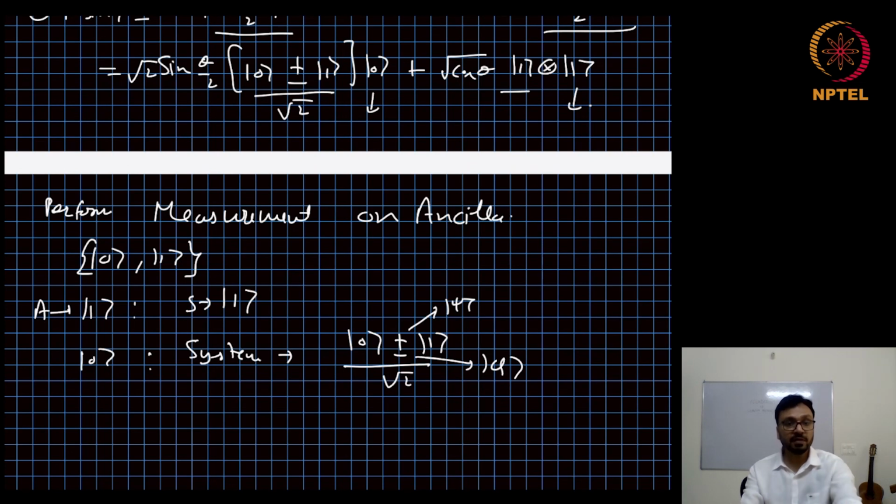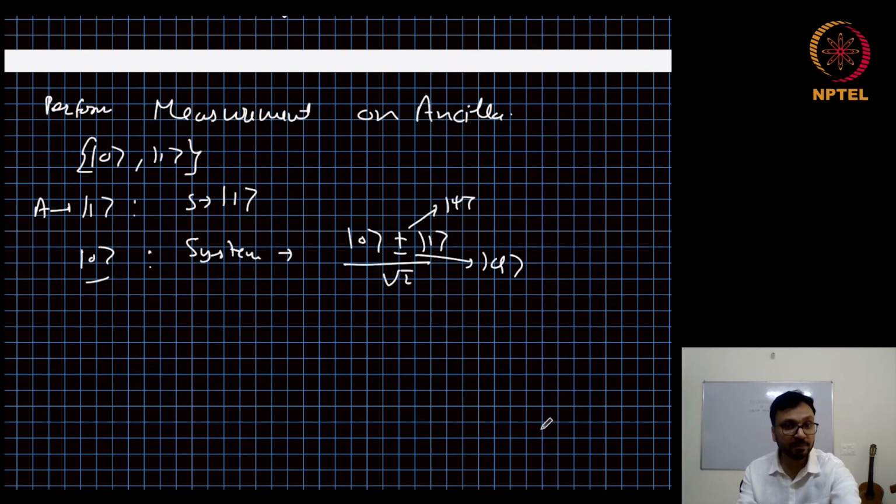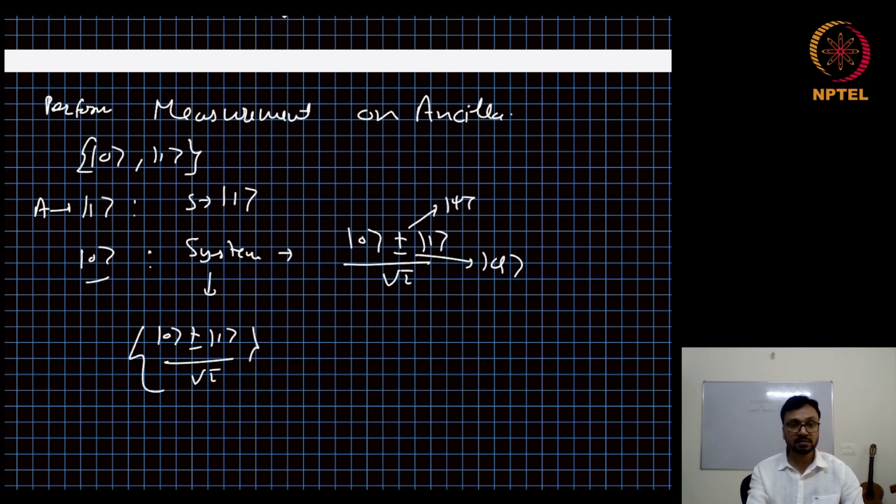Now, once we have 0 in the ancilla, we can perform the measurement on the system in the 0 plus minus 1 over root 2 basis. These are orthonormal bases. If we get 0 plus 1, then we know it was psi. And if we get 0 minus 1, then it was phi. So once the ancilla collapses to 0, we have already succeeded. Then we can figure out what the input state was.